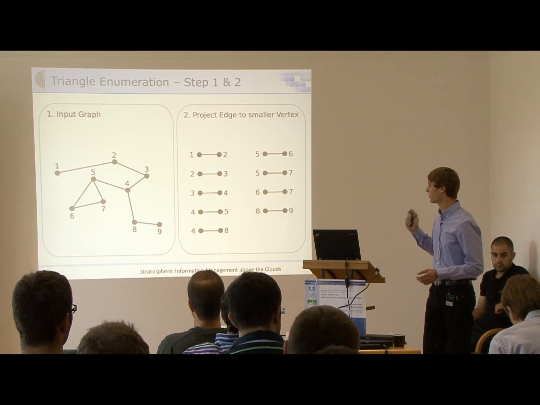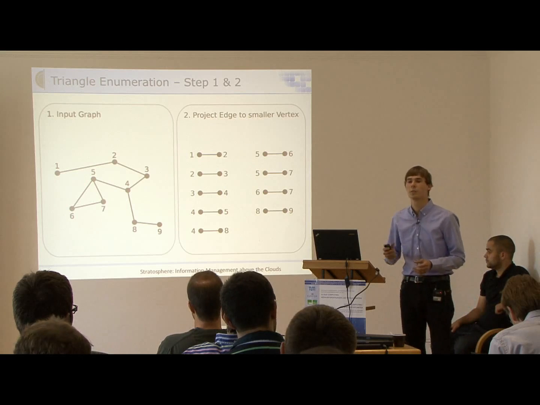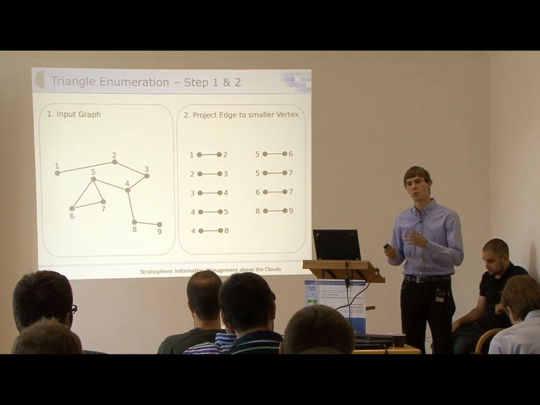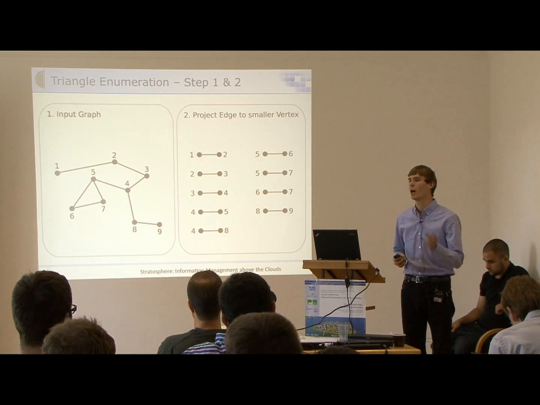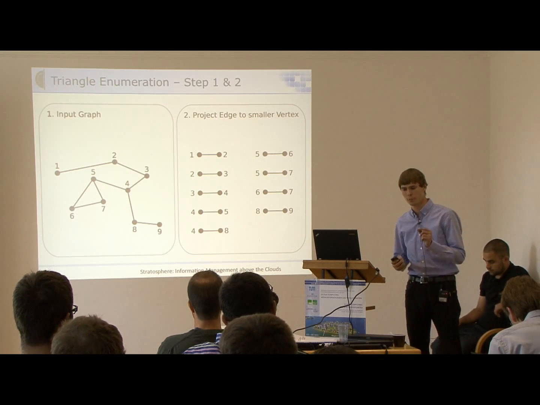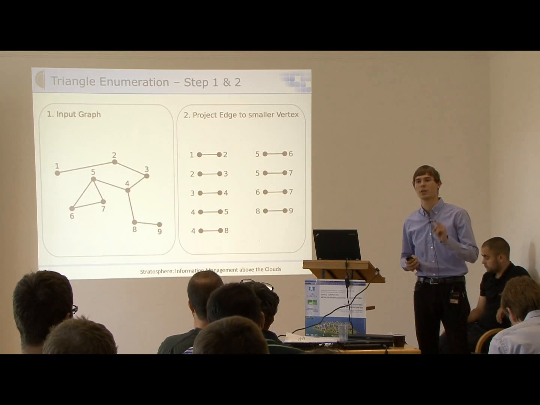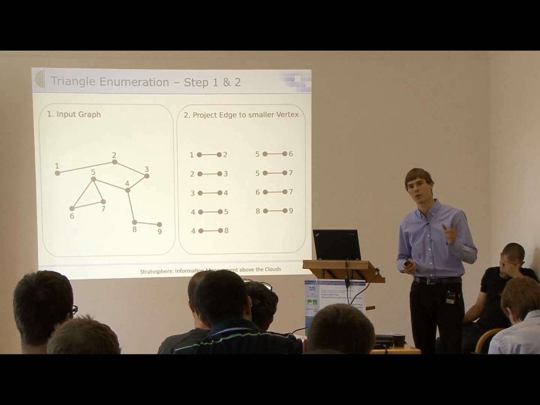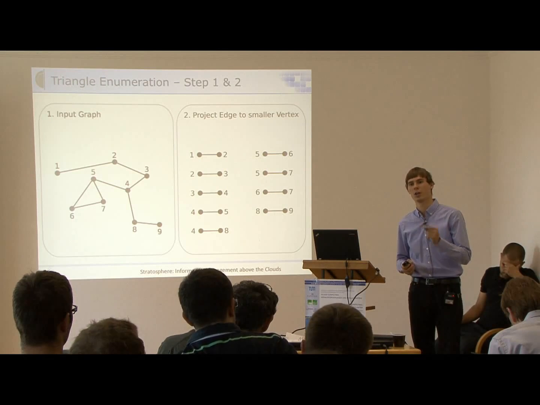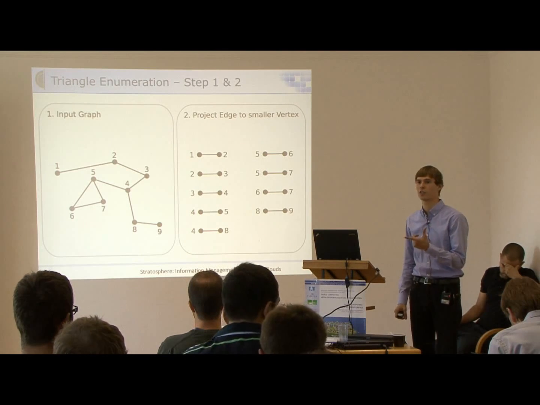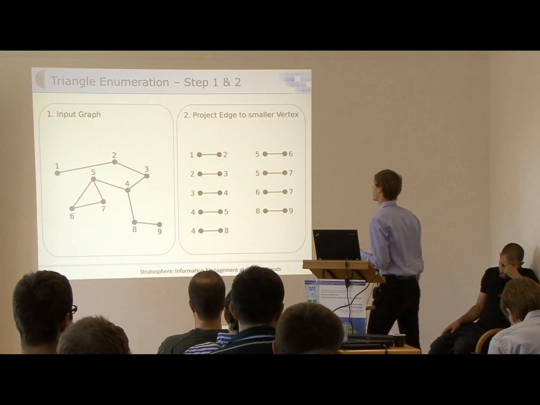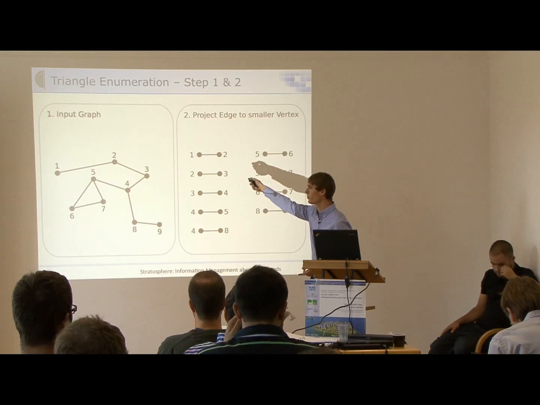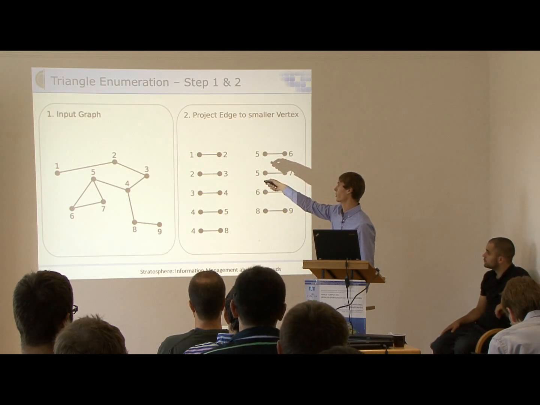Good. The second step is that all the edges which we've got are projected to the node that is the lexicographically lower one in the edge. So, for example, if we would have the edge 2, 1 or 1, 2, we would project it to the node 1.